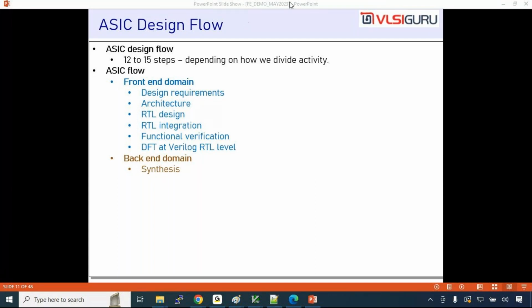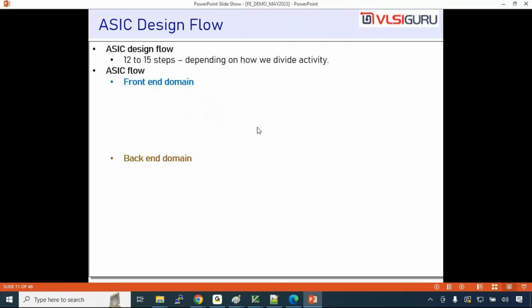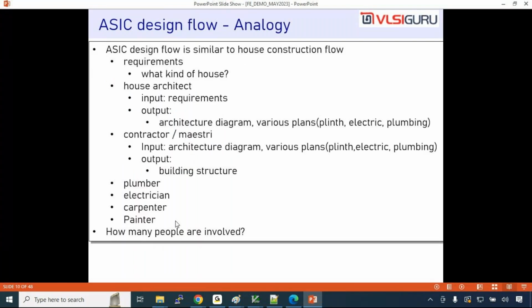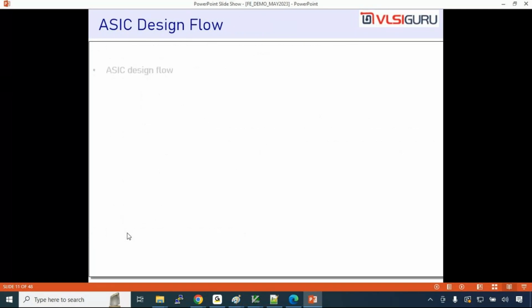So there we discussed that the way house construction involves various stages, where the final product is what? The completely constructed house with all the things taken care. Same way in ASIC flow also, the final product is the packaged electronic product. It could be the mobile phone, for example.